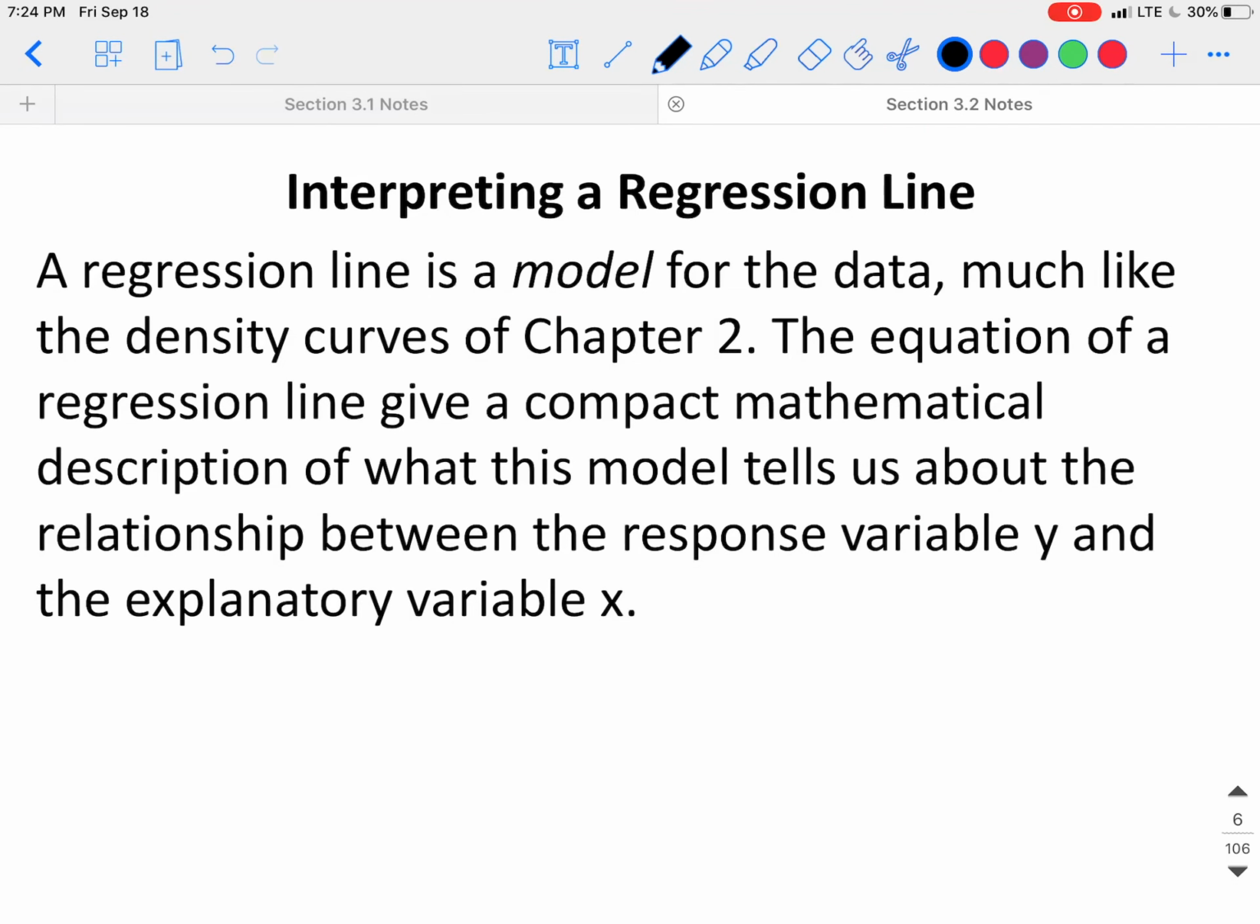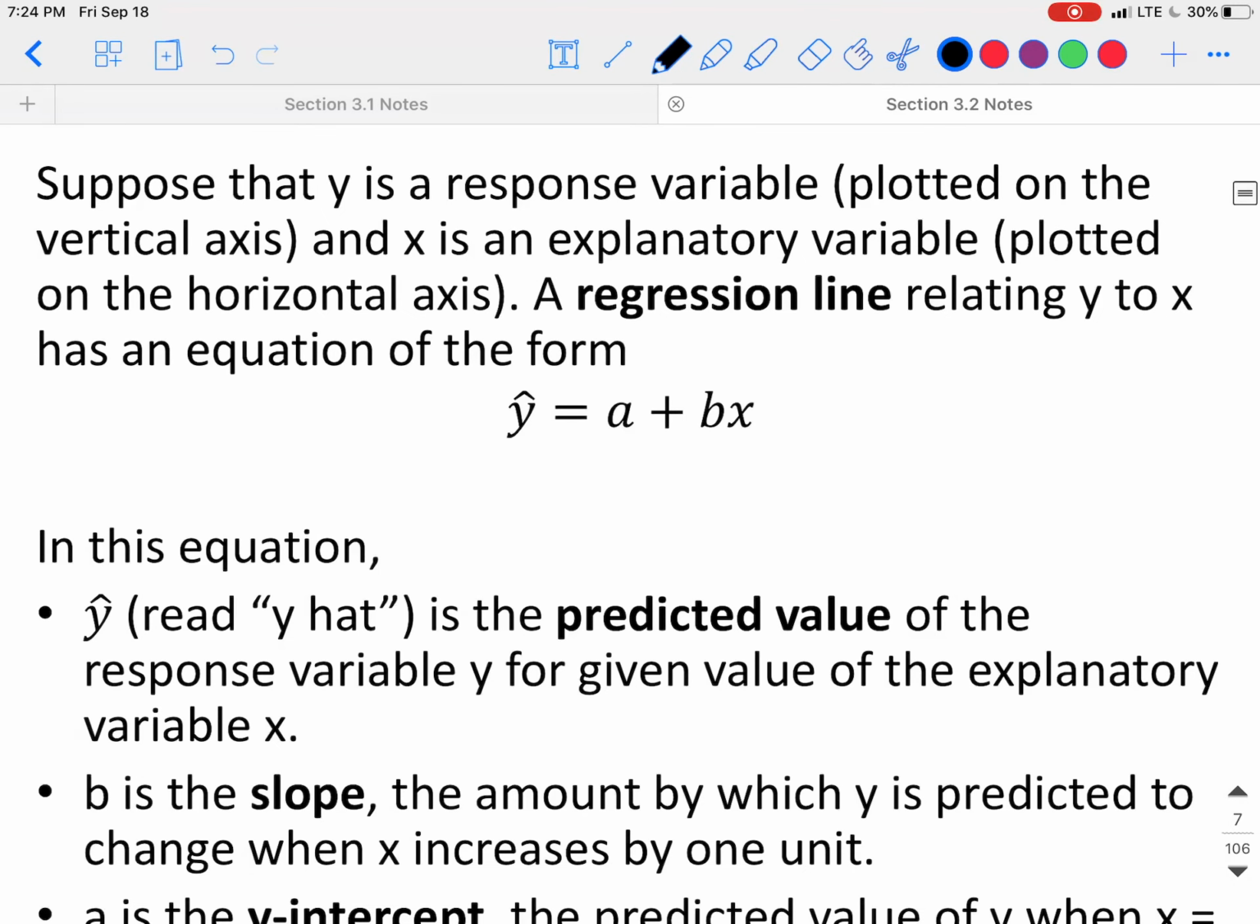So a regression line is a model for the data, much like the density curve we used in Chapter 2. The equation of the regression line gives a compact mathematical description of what this model tells us about the relationship between the response variable y and the explanatory variable x. Suppose that y is the response variable, which is plotted on the vertical axis, and x is the explanatory variable, which is plotted on the horizontal axis.